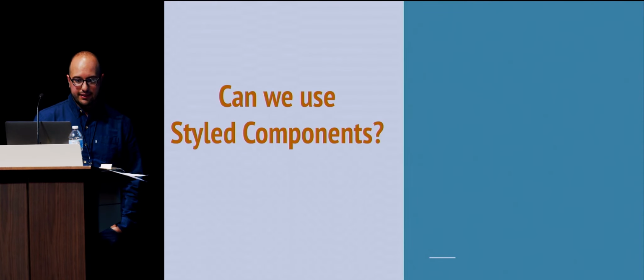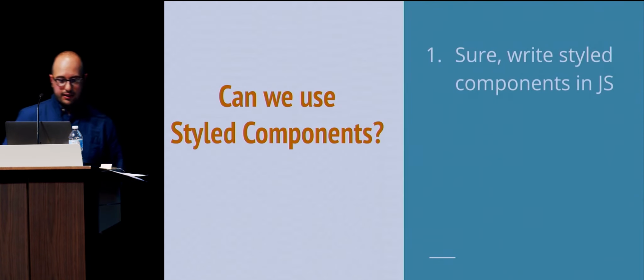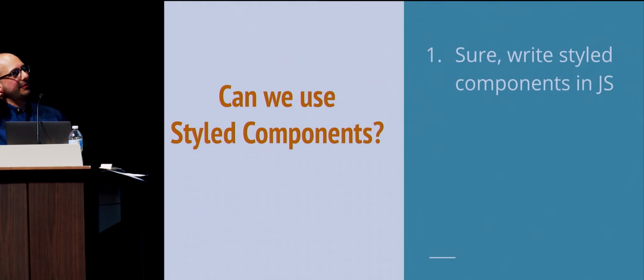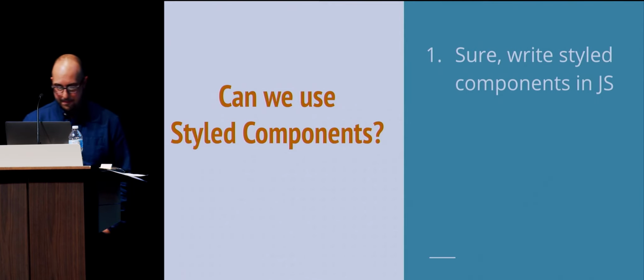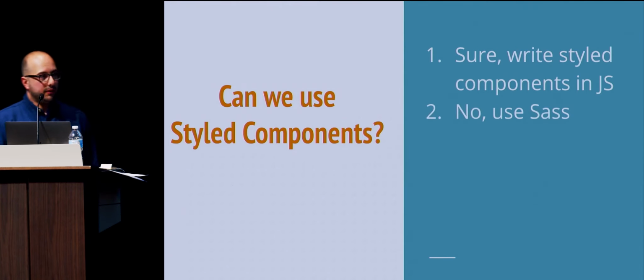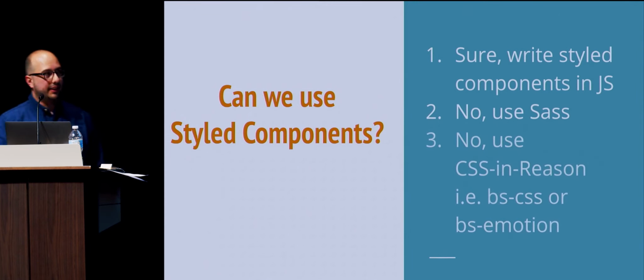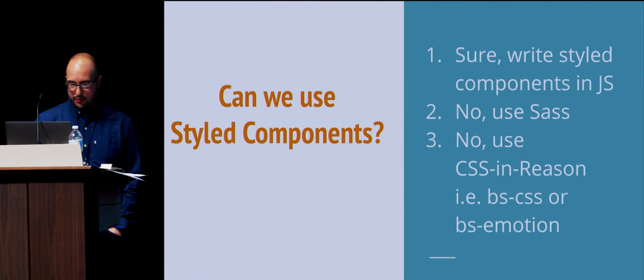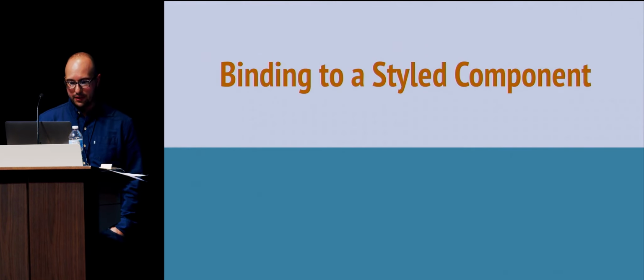And so the answers that we get today are, one, sure, we can write style components in JavaScript, and then we can bind to that component in Reason. That's one answer. Two, no, you can't do it, just use Sass. And lastly, no, just maybe use another CSS Reason library like BSCSS or BSEmotion. So we're going to go through each of these and see what they actually look like in practice.